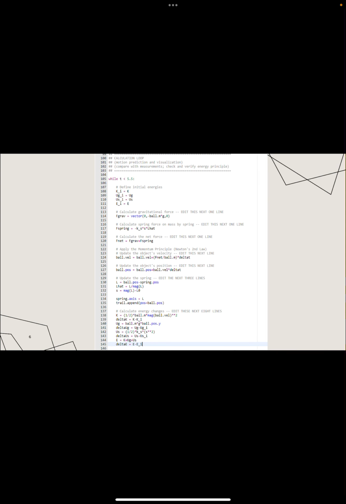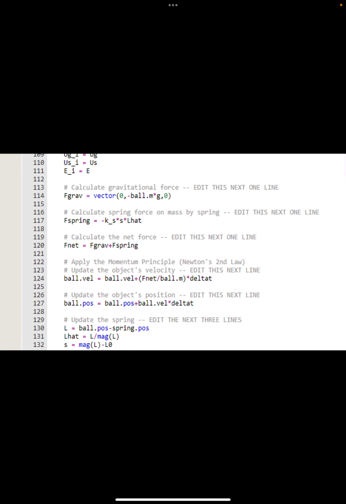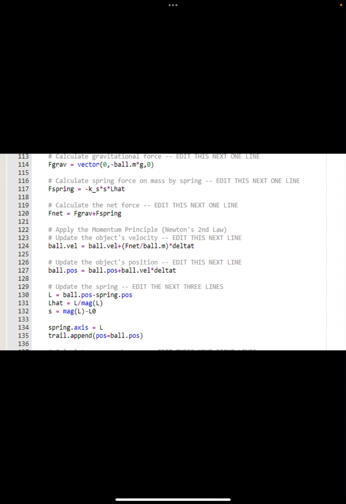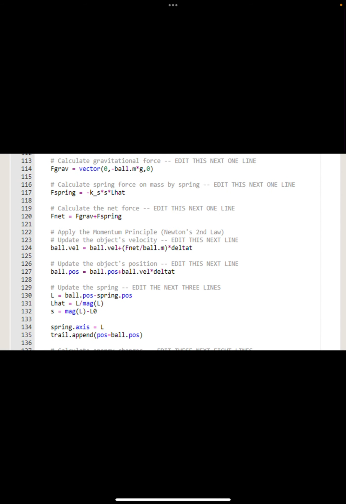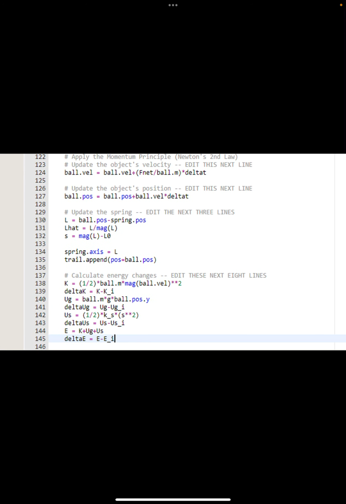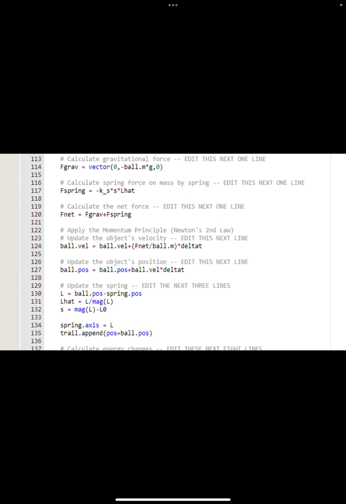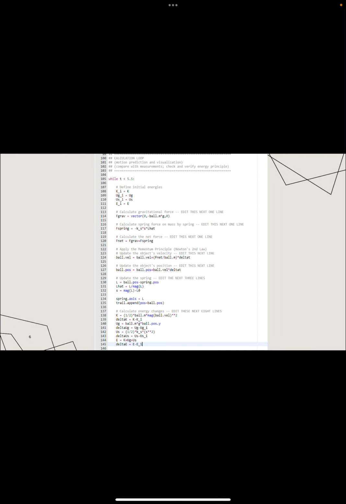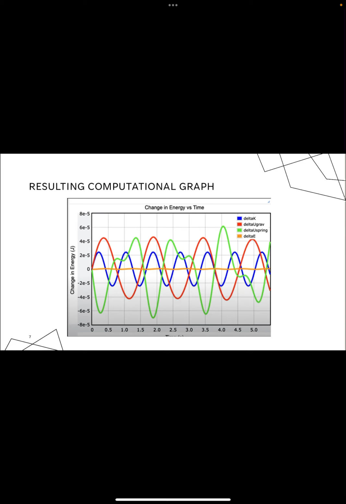Now for the calculation loop, I updated all of these formulas according to the formulas from the formula slide a few slides ago. Then I set all of the delta K, delta U G, delta U S, and delta E to be the final minus the initial of each of the corresponding variables. This is the resulting computational graph.